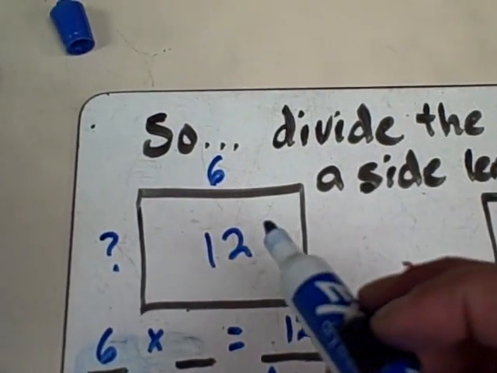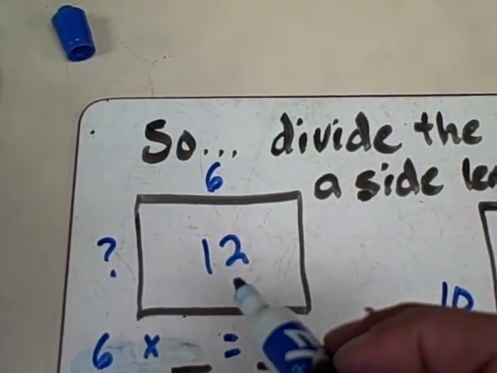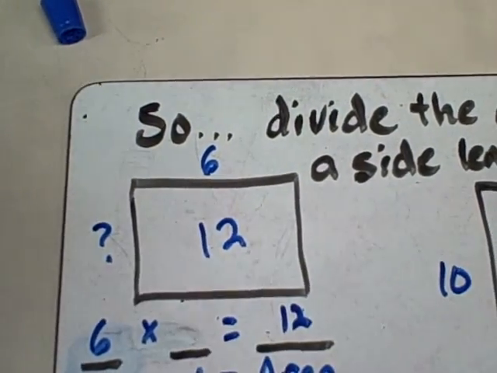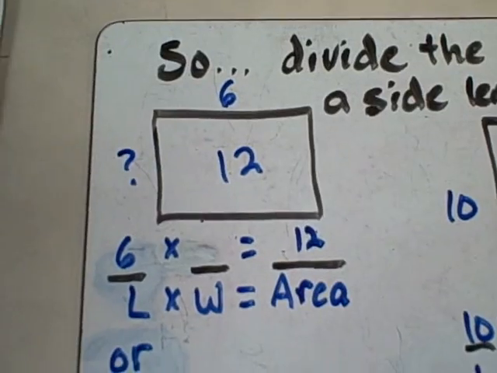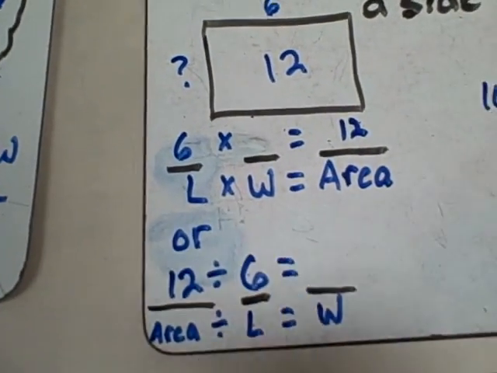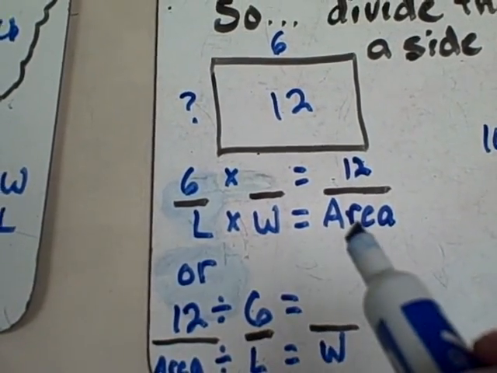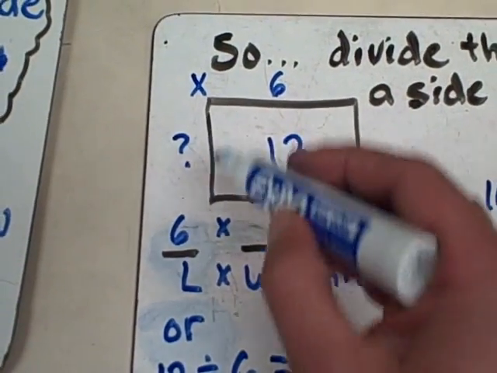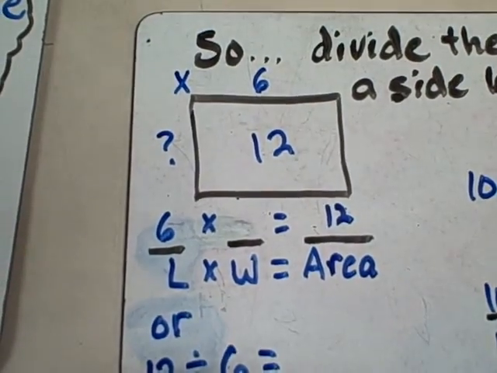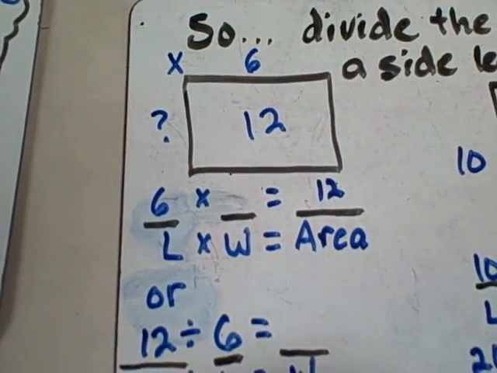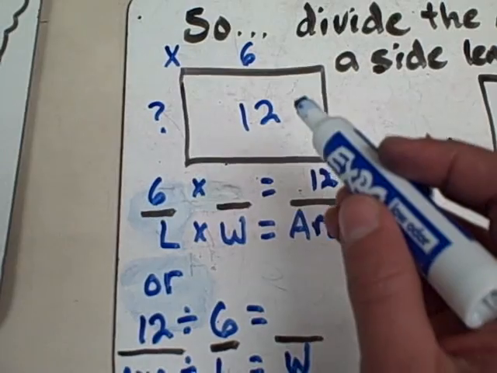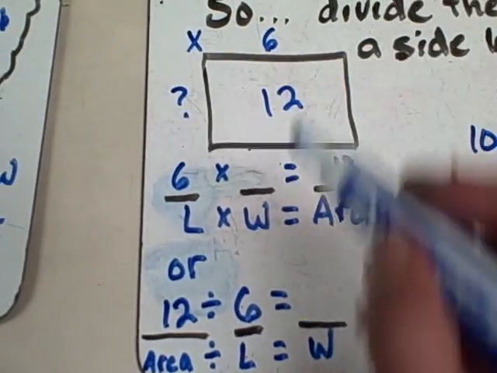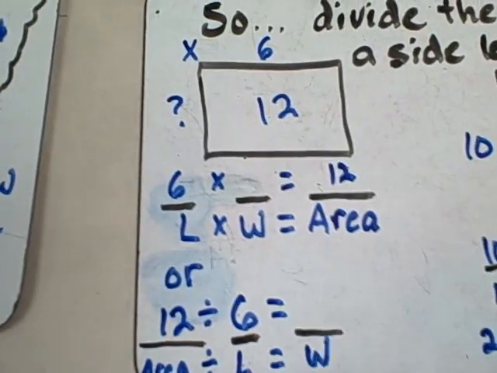We know the area of this square or rectangle is 12. We know the width or the length is 6, but we don't know this missing side here. So you could think about it as a division equation or a multiplication equation. Length times width equals area, so 6 times whatever this length here equals 12. Okay, or you could think about it as a division problem. 12, which is the area, divided by this 6 length here will equal the width.